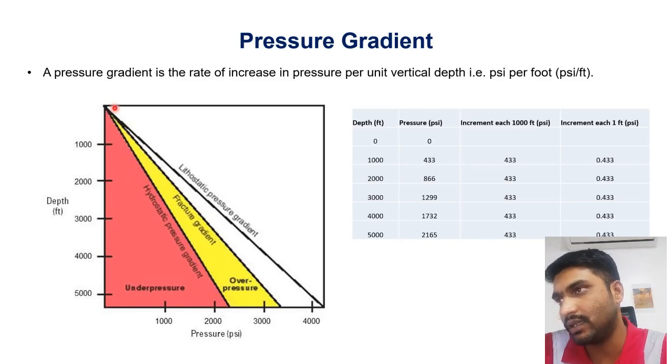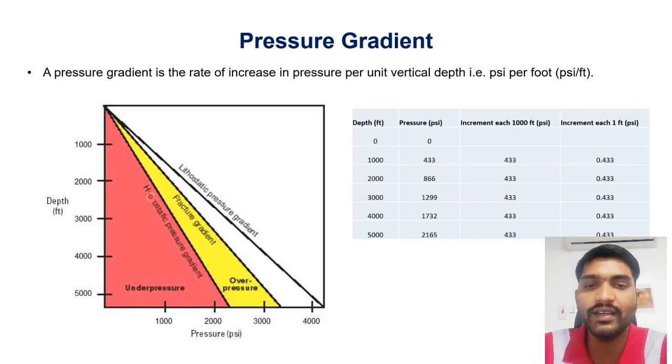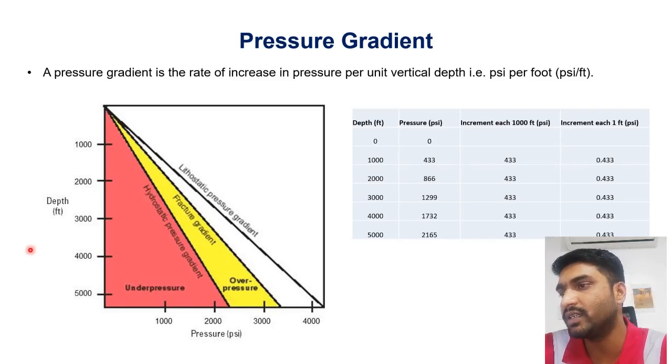This trend of depth versus pressure is shown with the help of this graph, and this graph is known as the pressure gradient graph. And what is pressure gradient? The increase in pressure for 1 foot of depth is called pressure gradient.